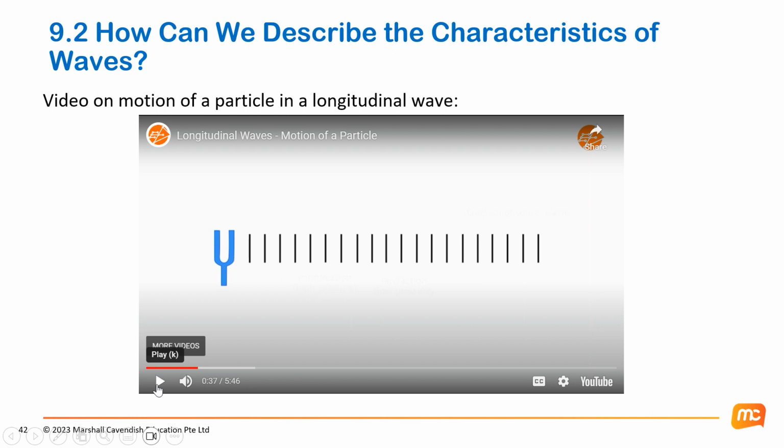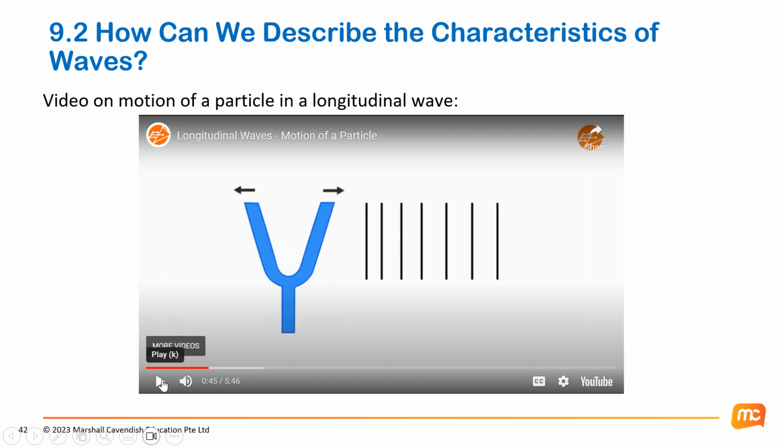So once the tuning fork is hit, what's going to happen is the tuning fork is going to oscillate in its own type of wave as well, and in doing so, it will collide with the air particles, and therefore cause the air particles to also oscillate, and that is how sound will propagate.